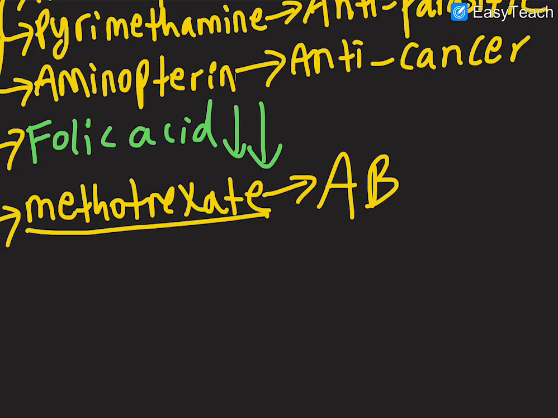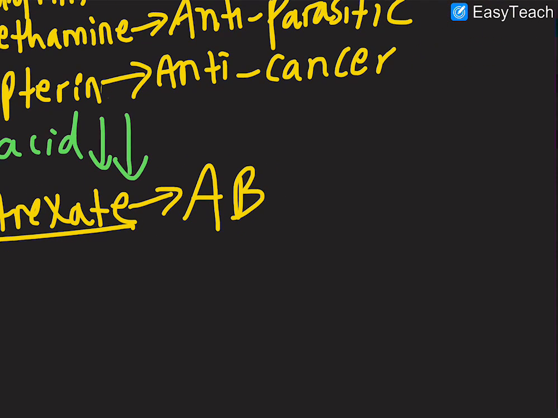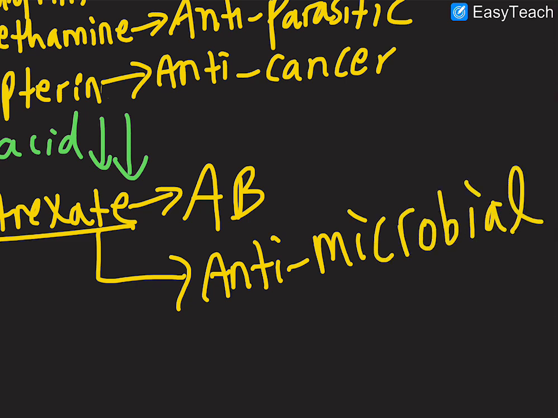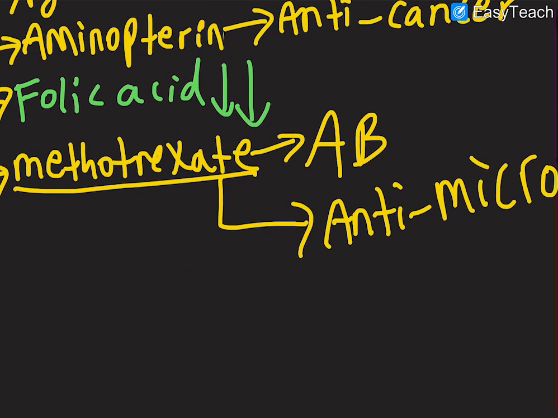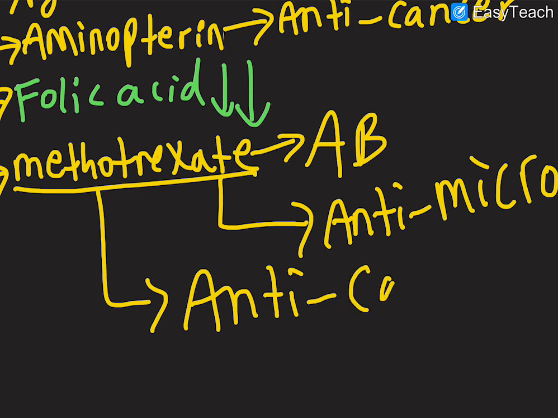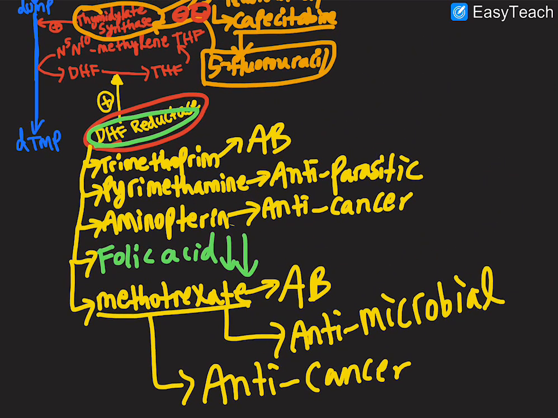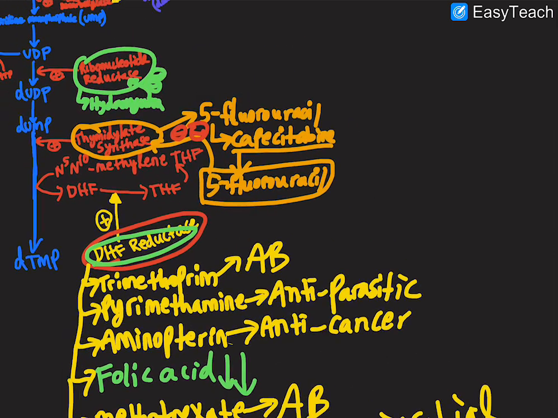All right, but when I say antibiotic, what I'm referring to is that methotrexate has antimicrobial properties, so you can use it for certain bacteria. However, another main function of methotrexate is again anti-cancer, because you can use it for chemotherapy. All right, so that's basically the drugs involved in the pyrimidine pathway. Next, we'll go through the drugs involved in the purine synthesis pathway.